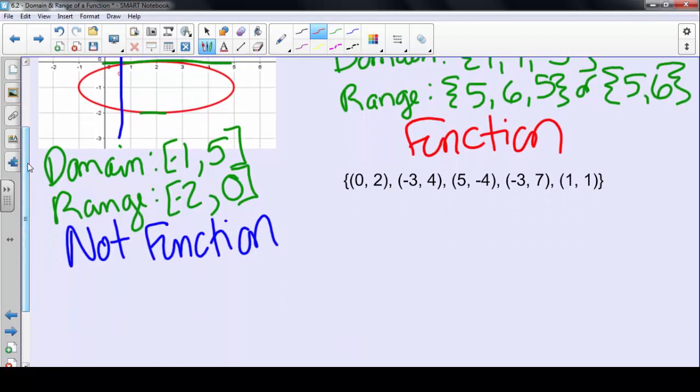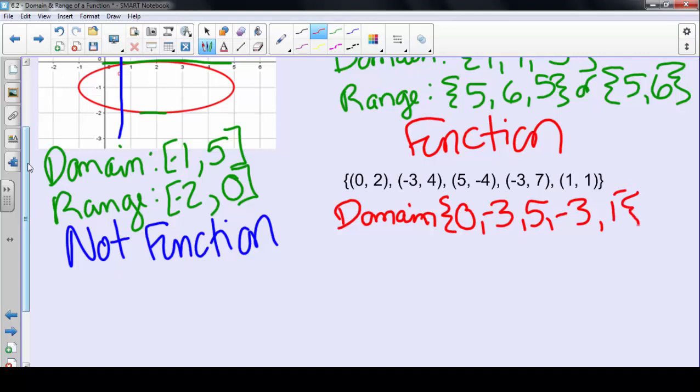Now coming down to this one. Once again, since we've just got a set of ordered pairs, just list your x values. And I don't care whether you go in order of smallest to greatest. I tend to just go in the order they're presented. Same thing with range.